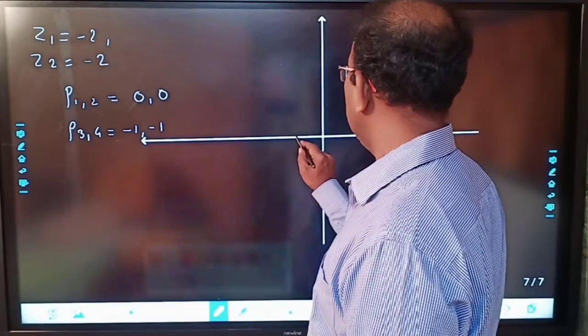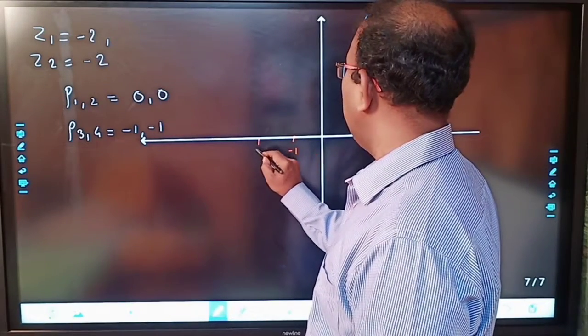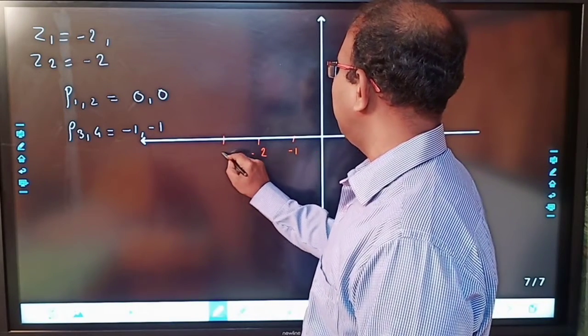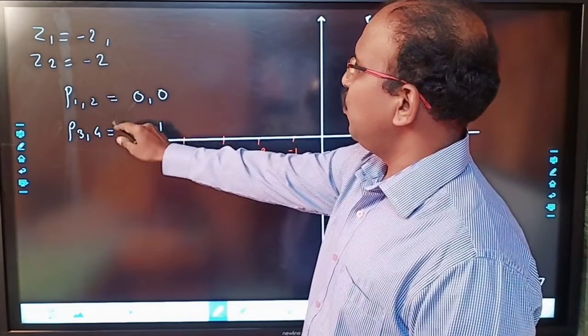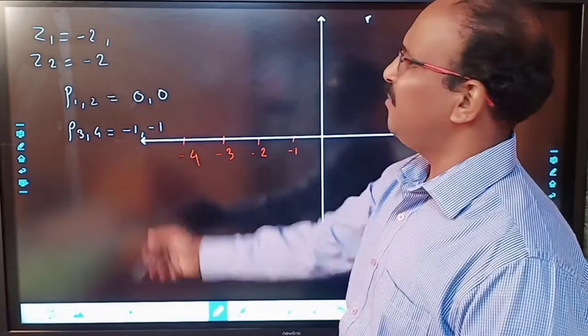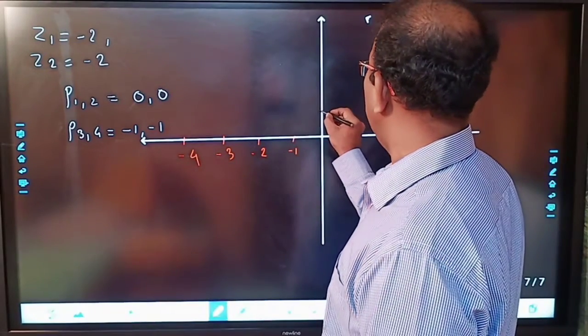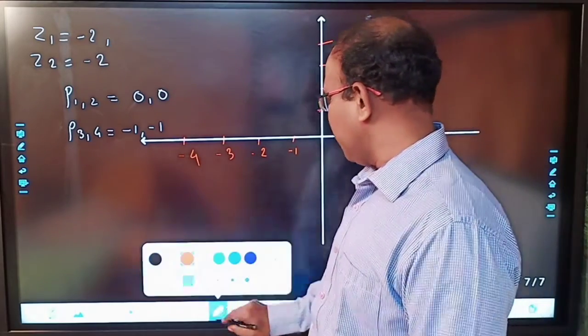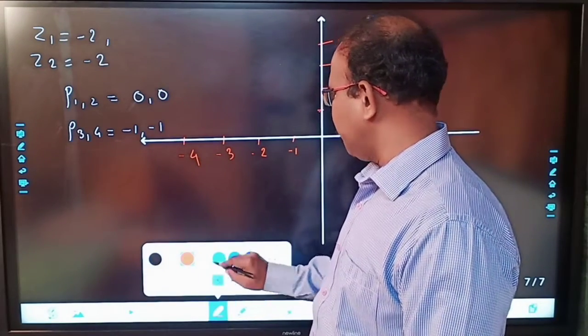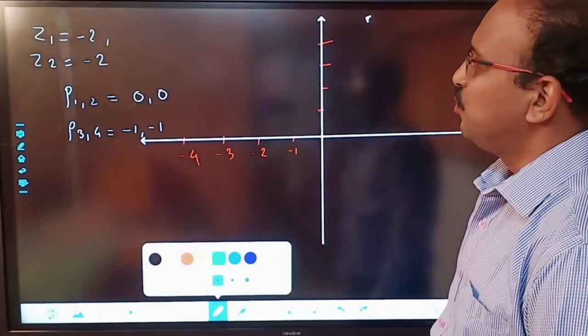This is minus 1, minus 2, minus 3, minus 4. Okay, so we want what? We want only till minus 1. Here we can say plus 1, plus 2, plus 3 is not required. Okay, so here I consider. Now I want to draw zeros.